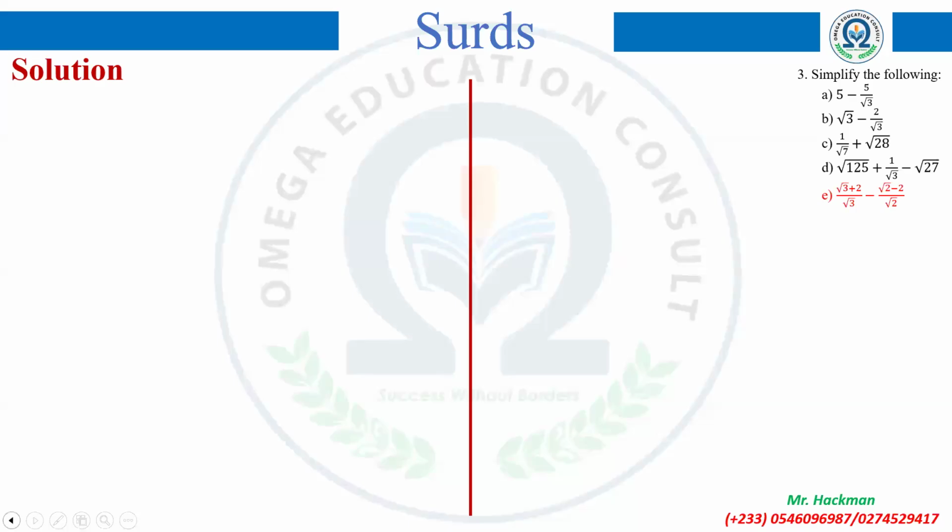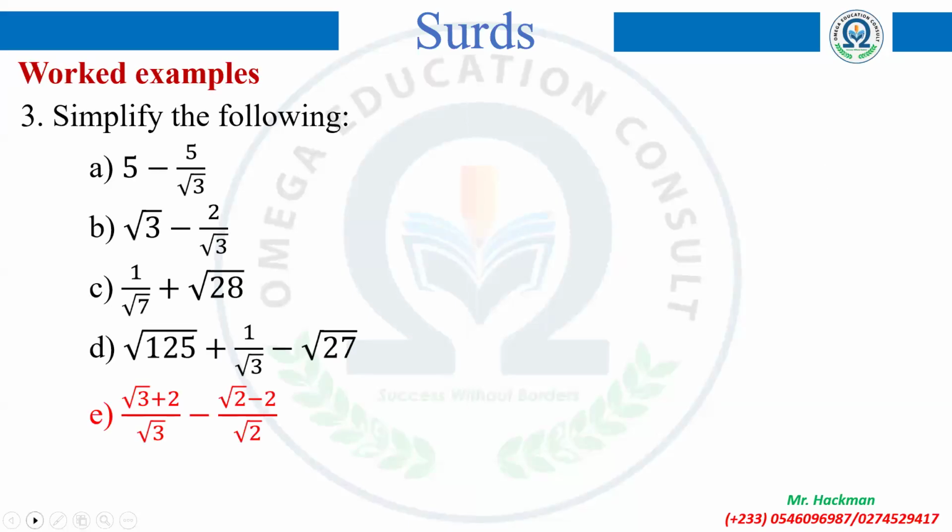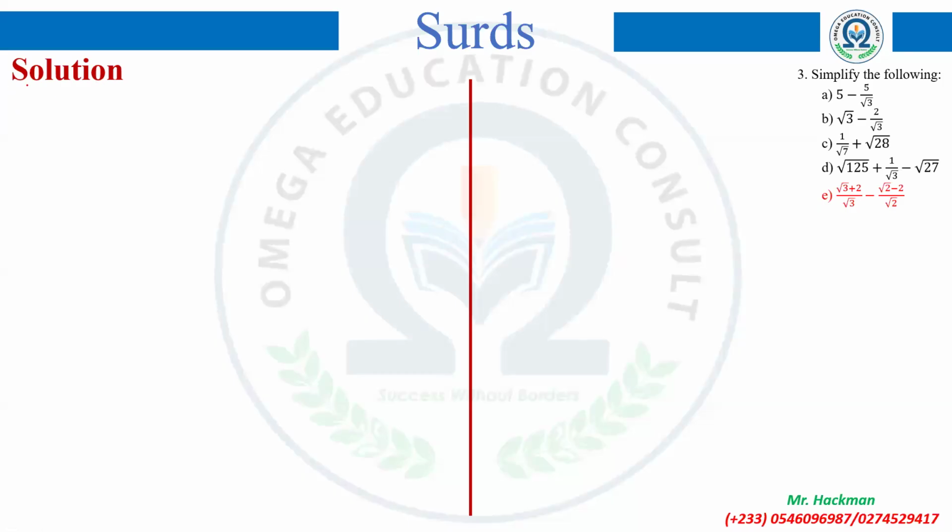Now we are going to look at the solution to these questions. So question 3. A. We are asked to simplify anyway. There's nothing special to underline in the question. So 5 minus 5 over root of 3.